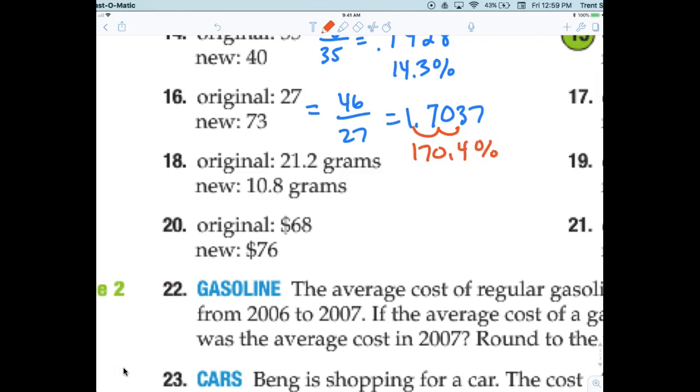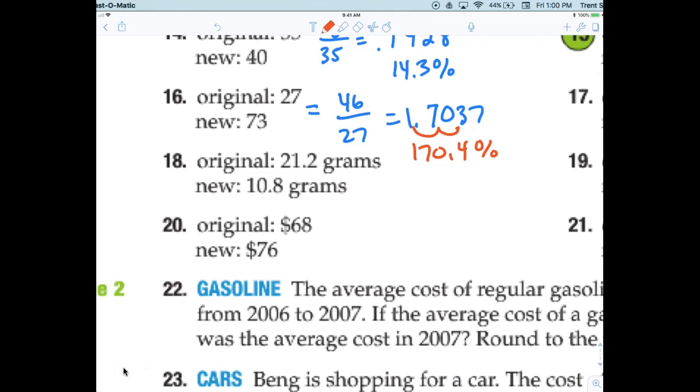Okay, that was a little bit tricky. So make sure you're good with that. Now's the time to ask if you're not sure where I'm coming up with these numbers. What is the decimal? Because it's a percent. All right, not just the decimal. We're looking for a percent.